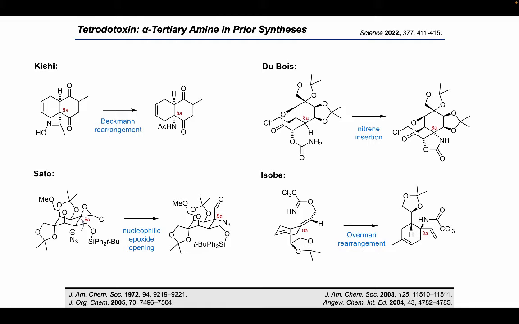Sato, on the other hand, relied on an intermolecular nucleophilic substitution, which used an azide anion and a highly reactive electrophile. Now, to circumvent this challenge, we decided to introduce a nitrogen moiety as an imine-type structure and establish the alpha-tertiary amine through an addition of a carbon nucleophile, so via a C-C bond-forming reaction.